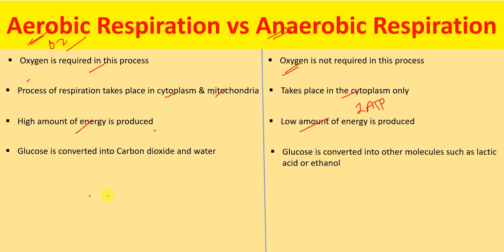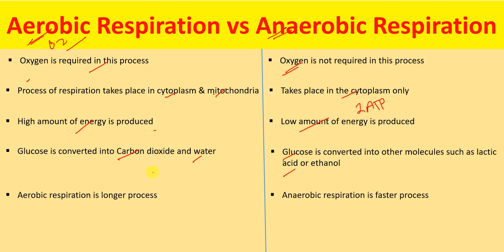In aerobic respiration, glucose is converted into carbon dioxide and water, whereas in anaerobic respiration, glucose is converted into other molecules such as lactic acid or ethanol. In aerobic respiration, the process takes longer time, whereas anaerobic respiration is a faster process.